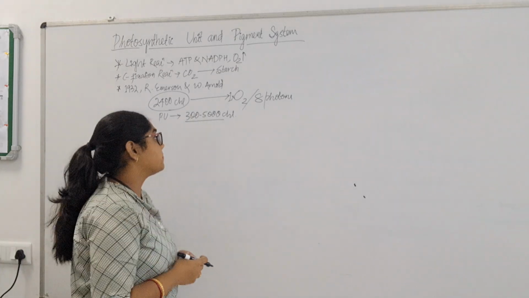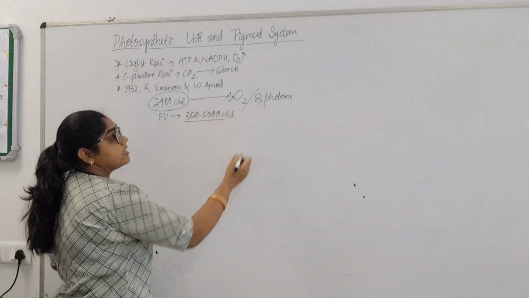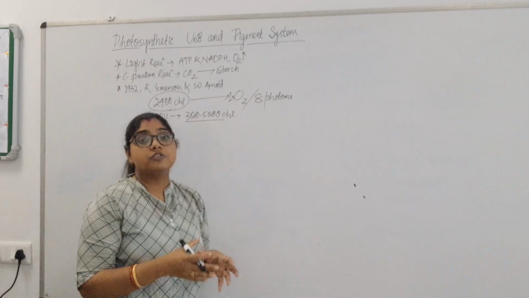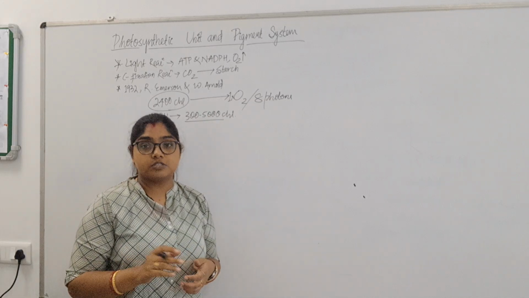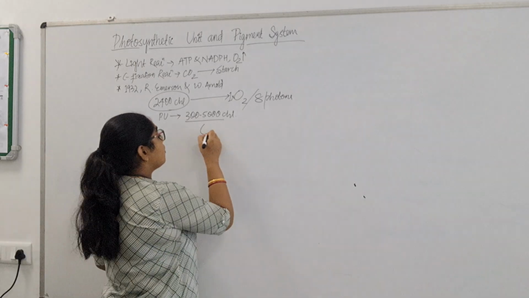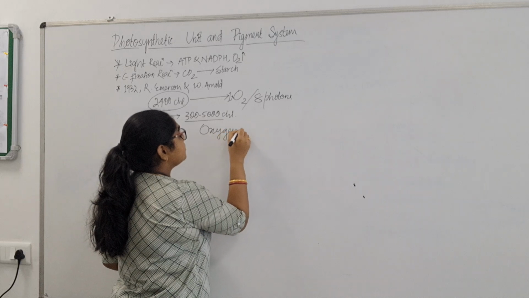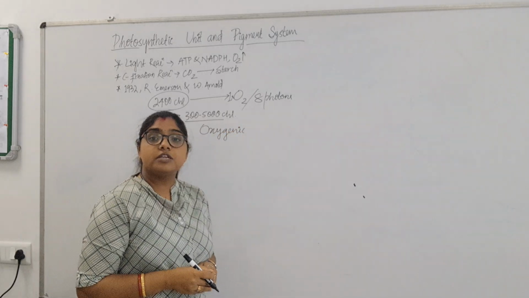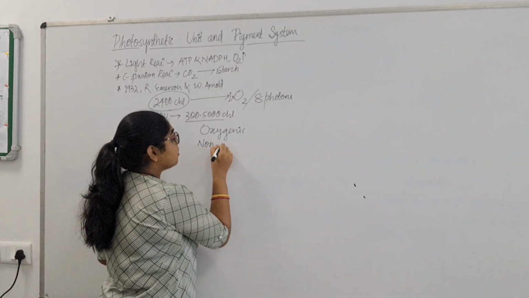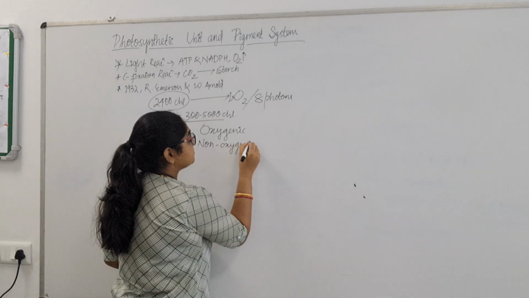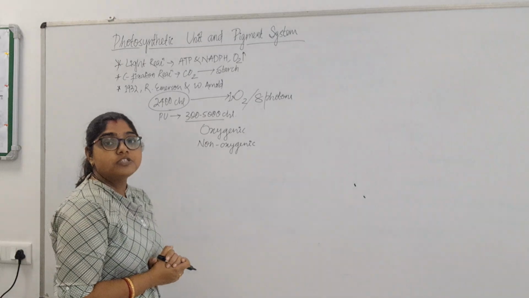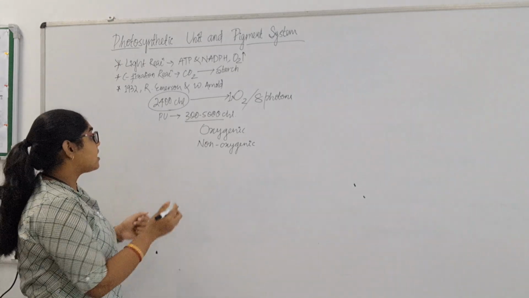It varies in different organisms. Now, in some photosynthetic processes, oxygen is evolved or released, but there are also some photosynthetic organisms which do not release oxygen. Those photosynthetic organisms which release oxygen are known as oxygenic photosynthetic organisms, and those which do not release oxygen are known as non-oxygenic photosynthetic organisms.